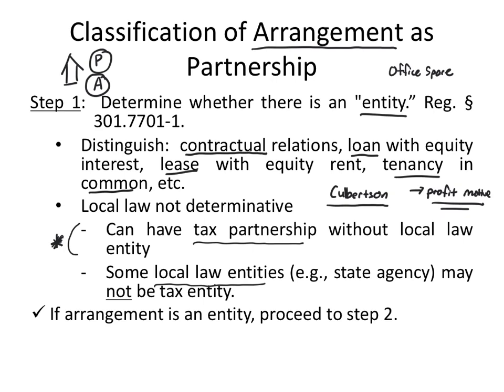So the example I gave, Patrick and Andrew renting out a building, it would depend, right? If they have a profit motive, which they probably do, but then also there's certain aspects, and I just want you to understand generally that a contractual relationship, which doesn't have to be an entity under local law, can rise to the level of partnership. If an arrangement is an entity, you continue. If it's not, you stop, and again, it would just flow on to the individual owners, whatever their activity is. So if it's an entity, we proceed to step 2.